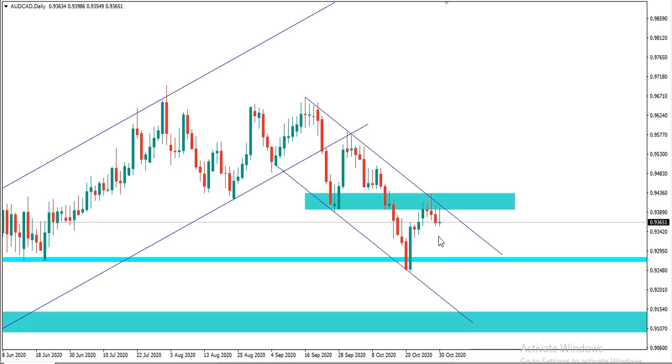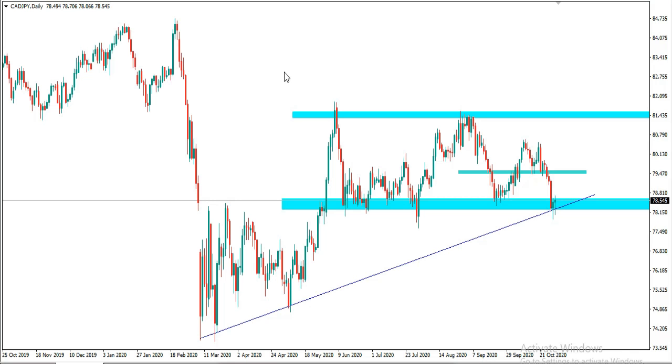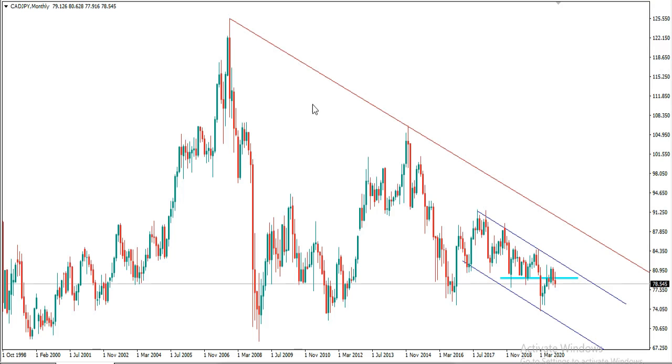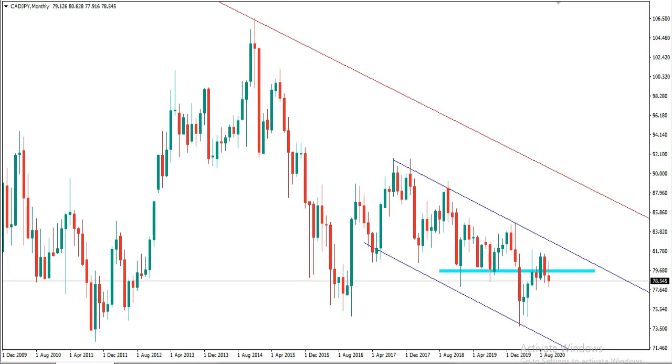So overall on AUD CAD, we expect to see the price drop down to this support at this area. So the next pair on our list is CadJpy. And what we can see from the monthly time frame, first of all, is that the month is rejecting this level of support right here.